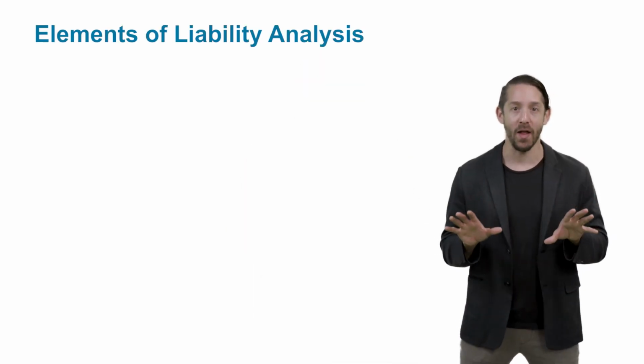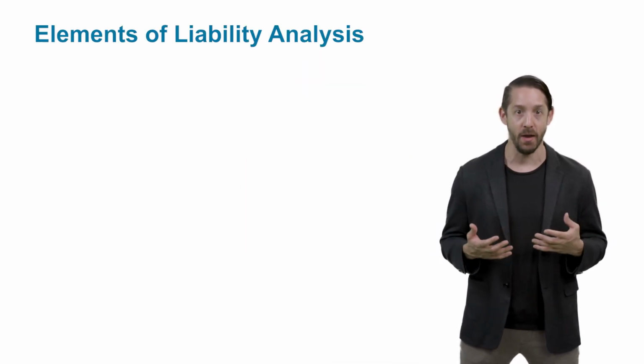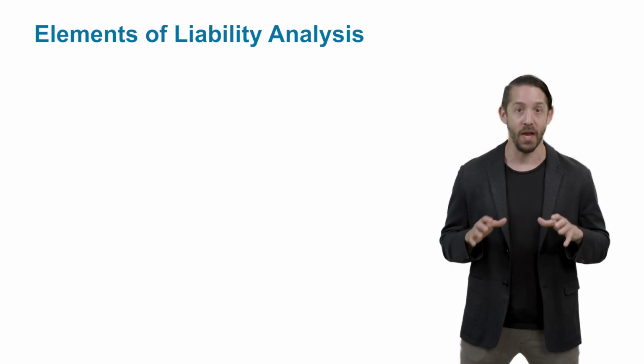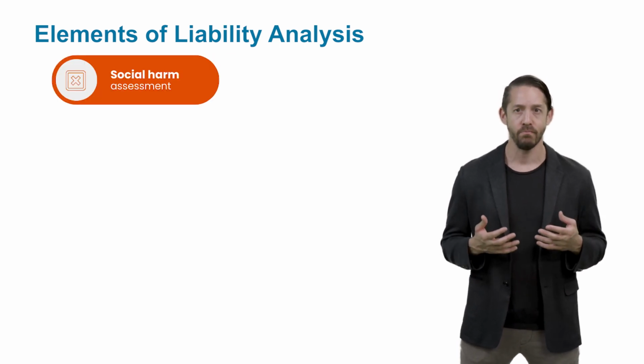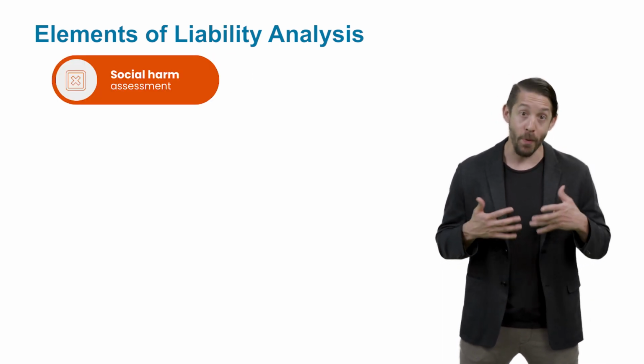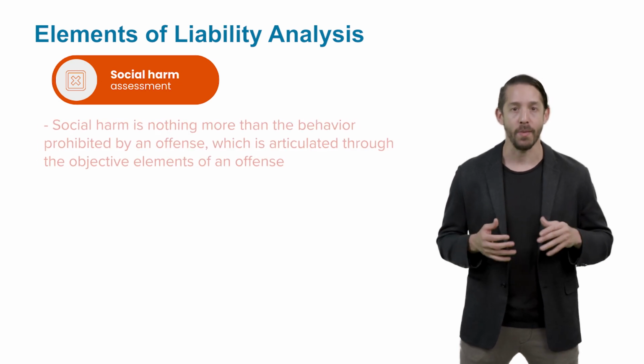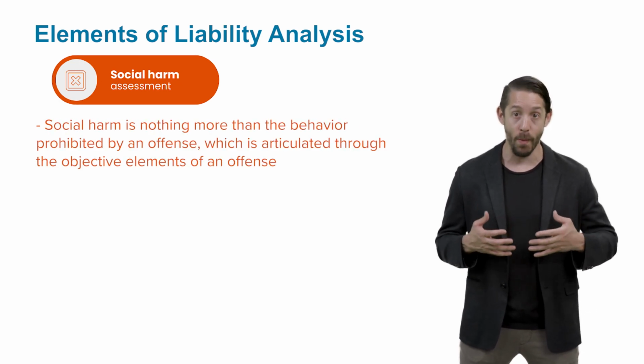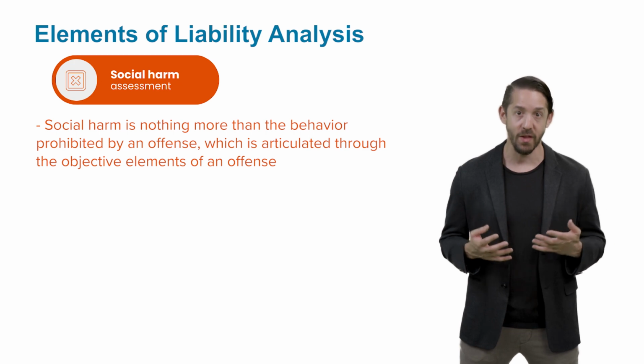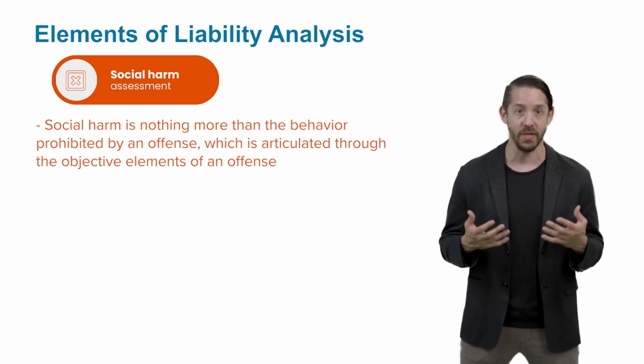Okay, so once you've analyzed whether the voluntary act requirement is met, the next element of liability I recommend you address is social harm. But what's social harm? Well, for purposes of this class, social harm is nothing more than the behavior prohibited by an offense, which is articulated through the objective elements of an offense.